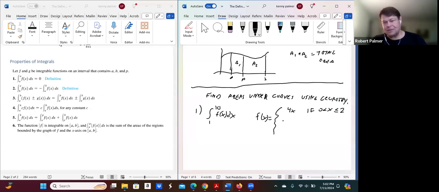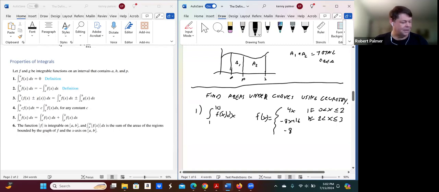Then it's negative 8x plus 16 if x is between 2 and 3. And here, not including the 2, but including the 3. Once again, I have to make sure to include the same endpoint in only one piece, otherwise it wouldn't be a function anymore. There's just going to be a constant negative 8 when x is greater than 3.